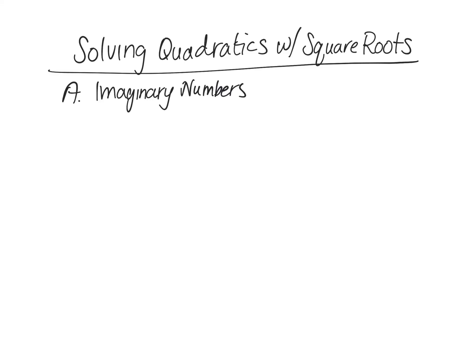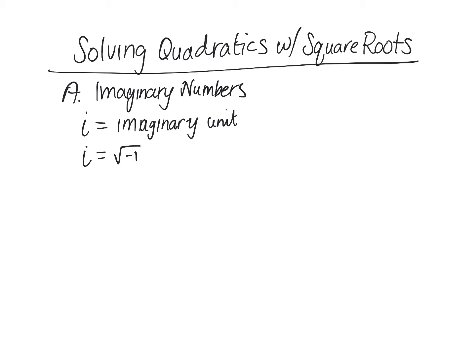So we're going to start with imaginary numbers. When we were in Algebra 1 and we came across a negative in the square root, we were told it's no solution. Well, there's no real solution, but we actually do have an imaginary number, i. It's the imaginary unit. i is defined as the square root of -1.